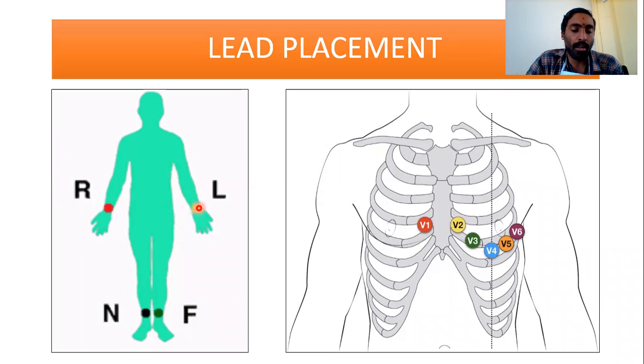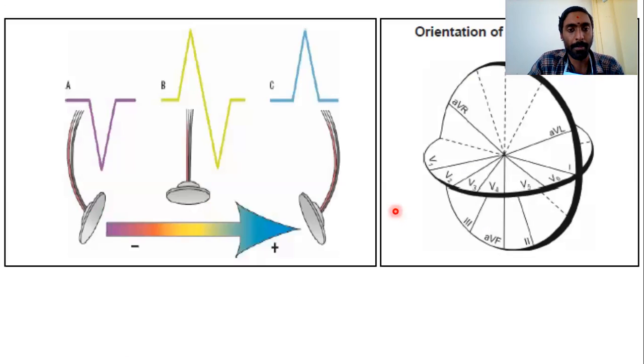So we have 4 limb leads: right, left, upper limbs and lower limbs, and the correct nomenclature has to be followed. And very, very commonly we have precordial lead displacements that have to be avoided. V1 and V2 are placed parasternally in the 4th intercostal space, V4 in the midclavicular line, and V3 between V2 and V4. V6 is in the anterior axillary line in the 5th space, and V5 between V4 and V6.